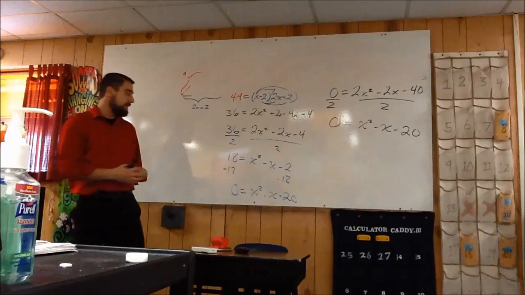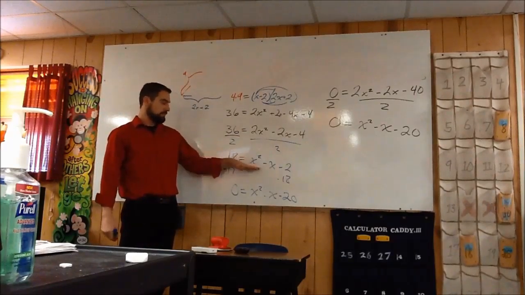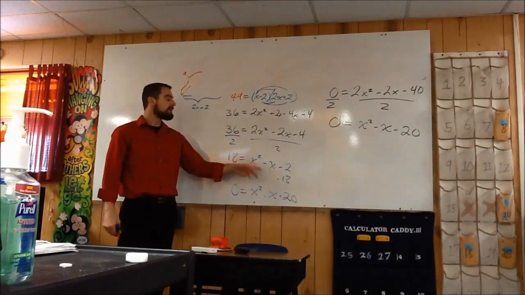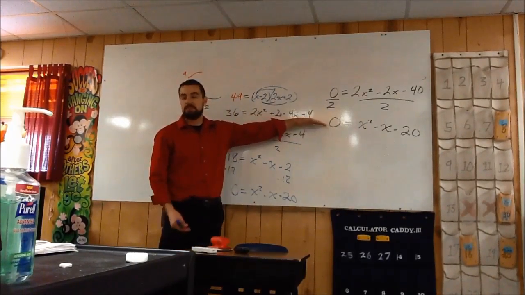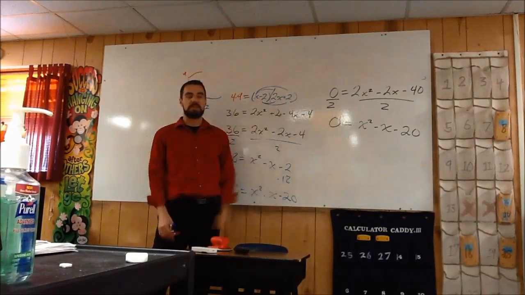You would have divided by 2 first. You would have got 18 equals x squared minus x minus 2. Subtract 18 from both sides. You're going to get the same thing. Okay, so those 2 steps you could have did in a different order.